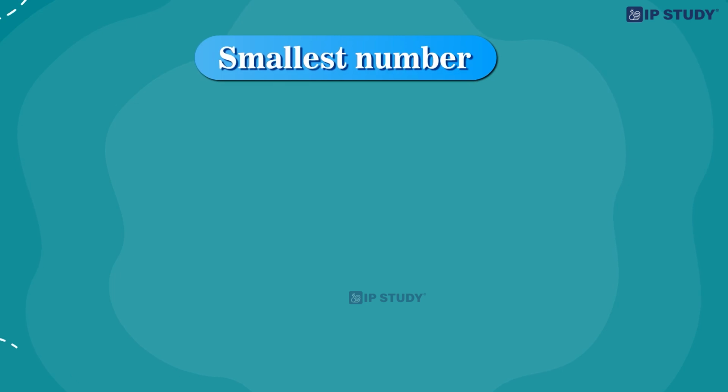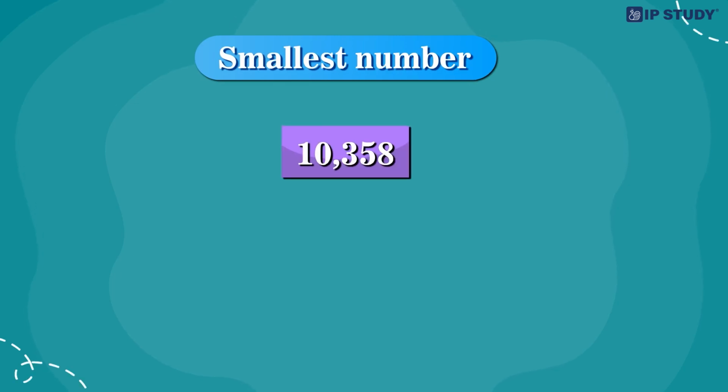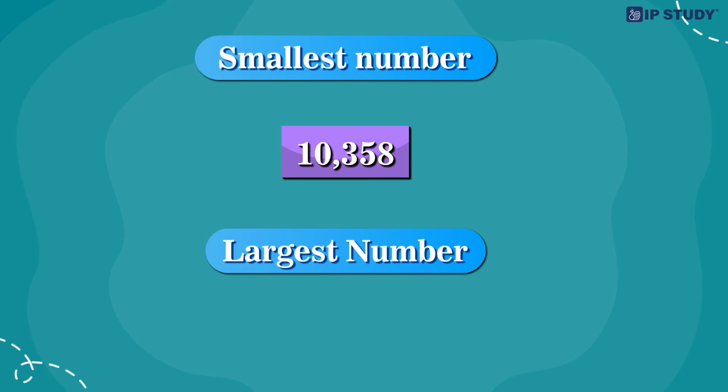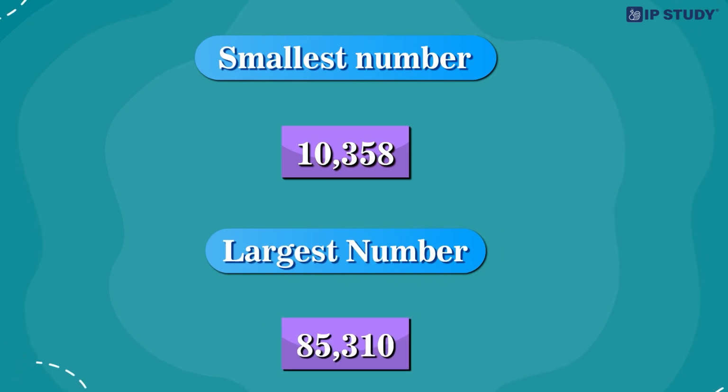Can we form the smallest and largest 5-digit numbers using 3, 0, 8, 5 and 1? The smallest number we can form is 10,358. We begin with the smallest non-zero digit and arrange the rest in ascending order. The largest number is 85,310. Here we place the digits in descending order, starting with the largest digit.